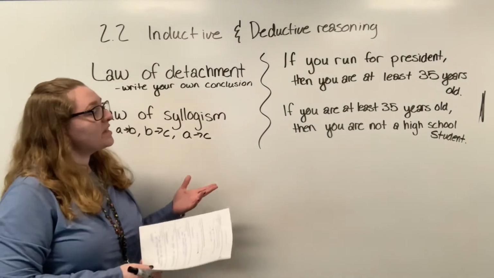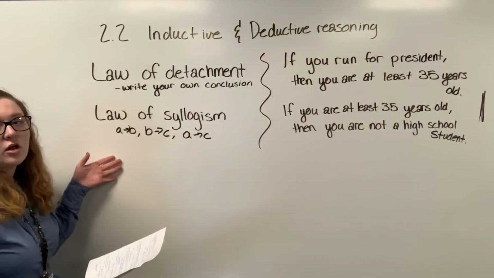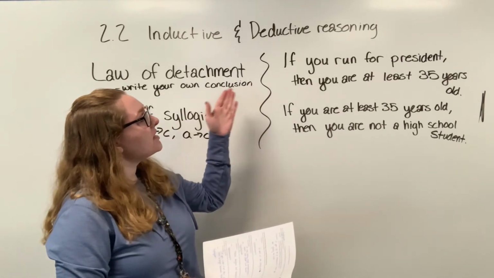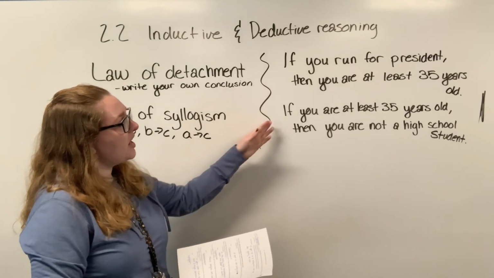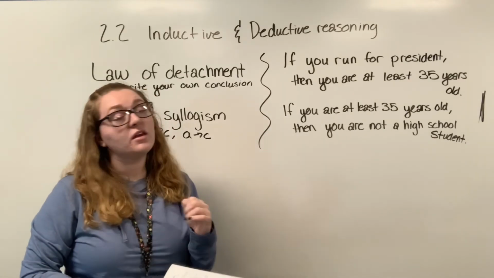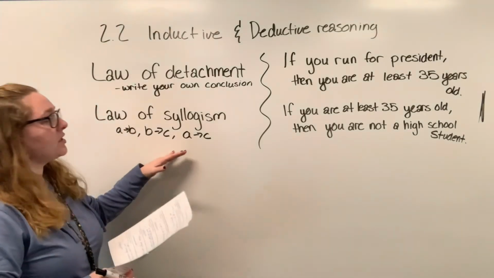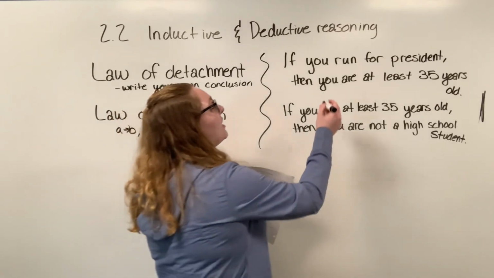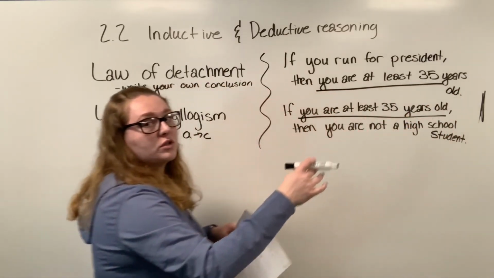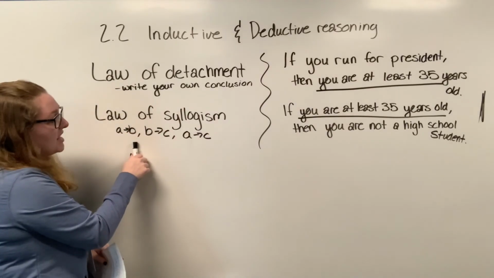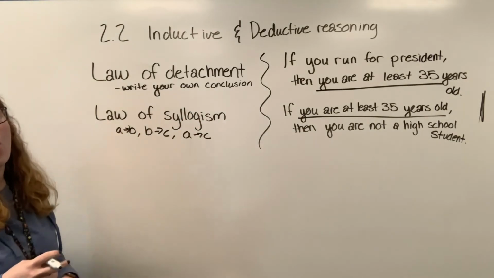Okay, this example, we again have two statements and we're trying to decide if we're using law of detachment or law of syllogism. Okay, so this says if you run for president, then you are at least 35 years old. And if you are at least 35 years old, then you are not a high school student. Okay? So I know this is law of syllogism right here because we have that repeating B statement that says you are at least 35 years old. Okay? We went from A to B and B to C. So we repeated that B, and that's how I know that it's law of syllogism.